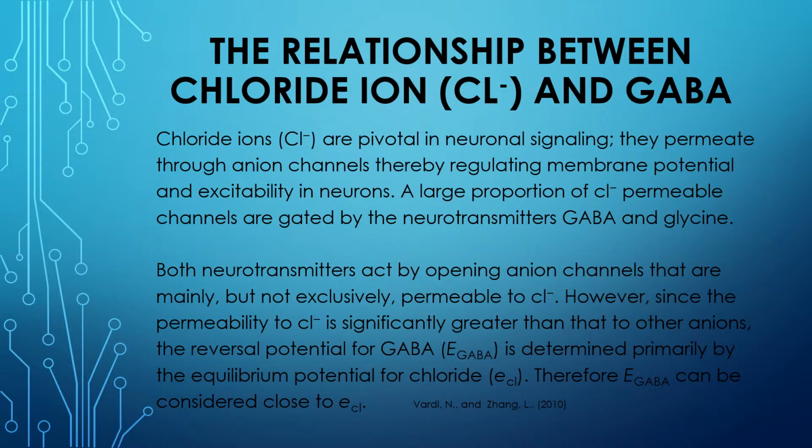However, since the permeability to chloride ion is significantly greater than that to other anions, the reversal potential for GABA equilibrium is determined primarily by the equilibrium potential for chloride. Therefore, GABA equilibrium can be considered close to chloride equilibrium.